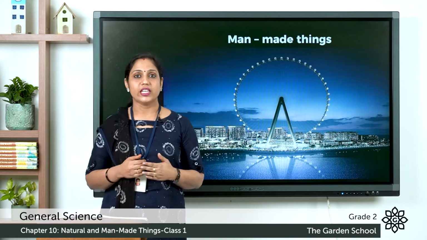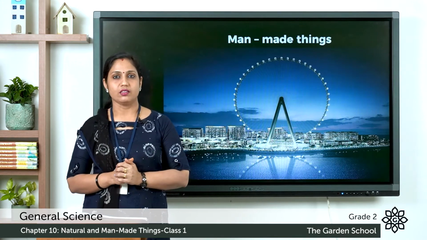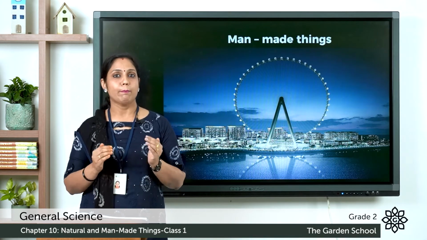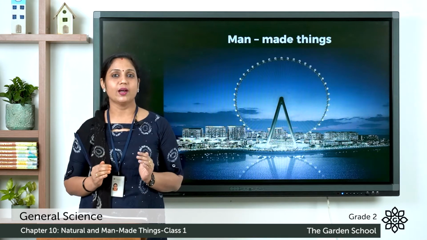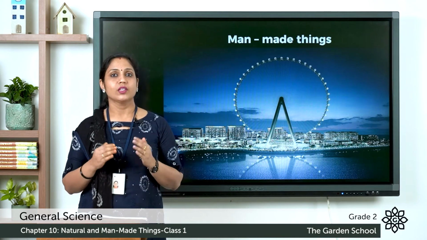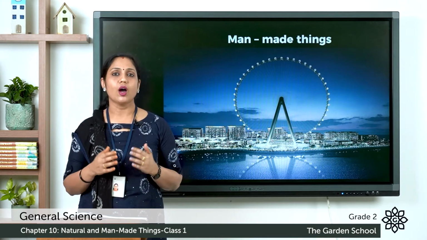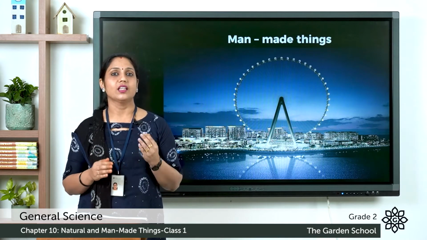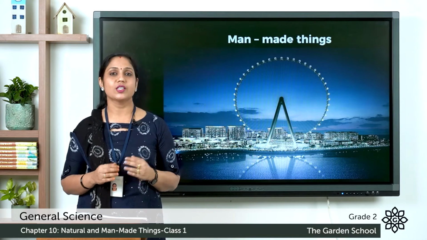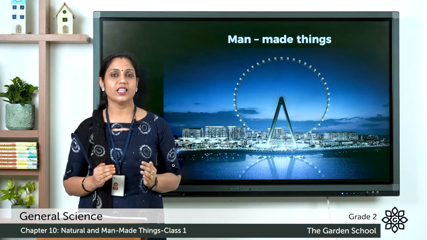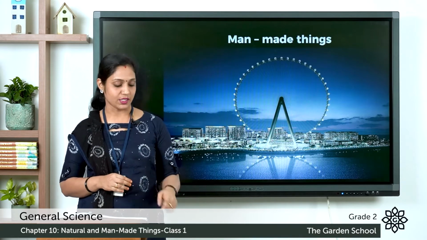Now let's move on to the next topic, that is man-made things. So what are man-made things? Man-made things are things that are made by man. The things that we use mostly are man-made things. And how does a man make these things? The man uses natural things to make things. So those things we call man-made things.